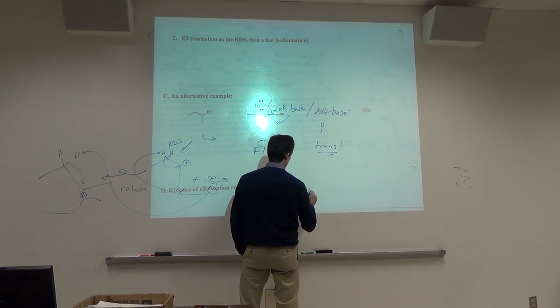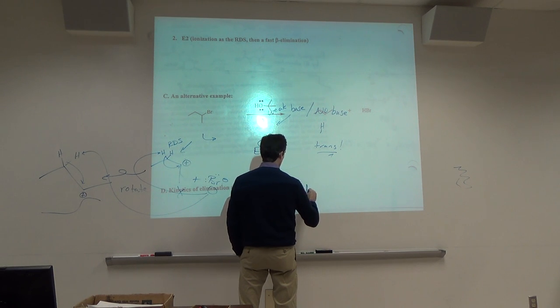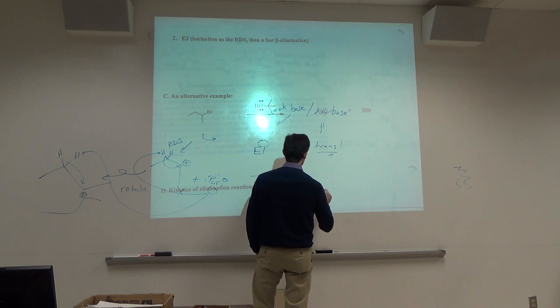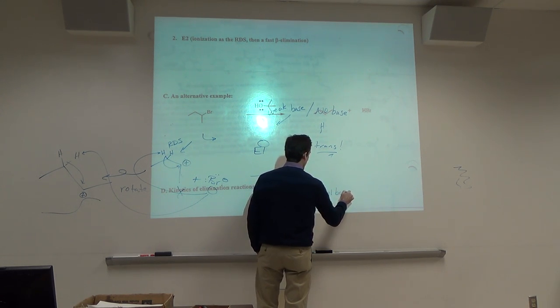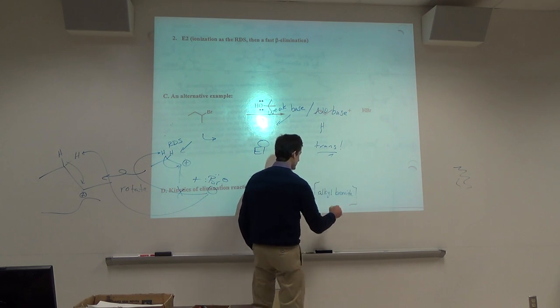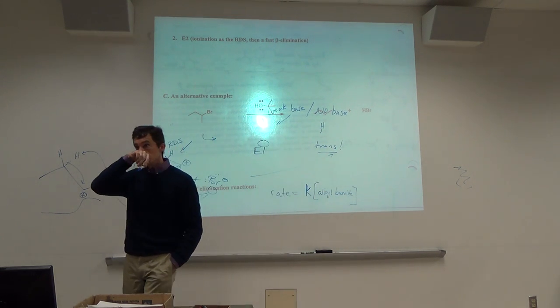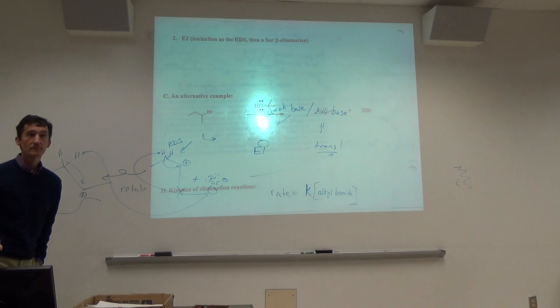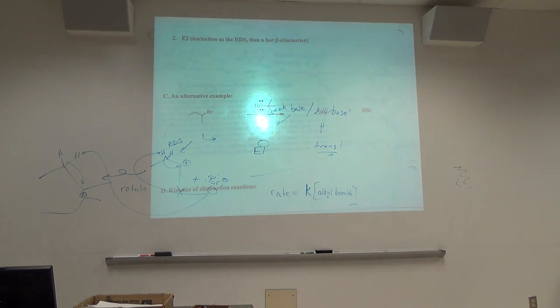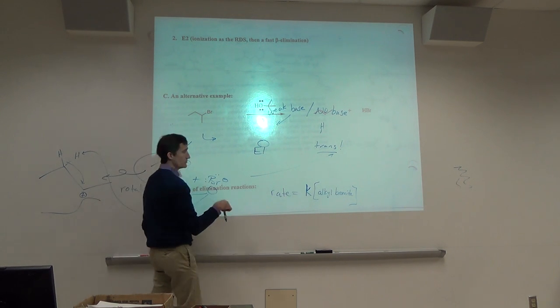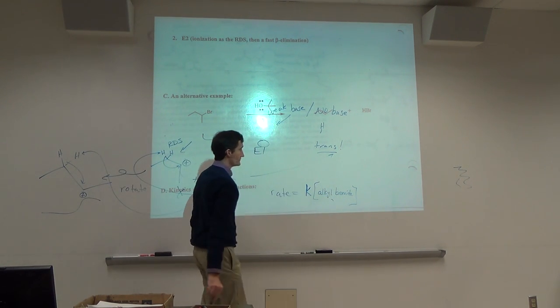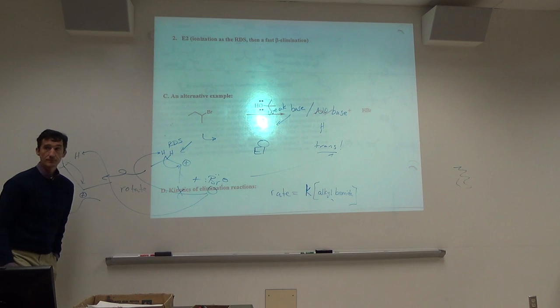Type of constant that's inherent for the reaction. Times what? Times the alkyl bromide. Times what? Times nothing else. That's it. The rate determining step is just ionization of the alkyl bromide. That's it. E1.